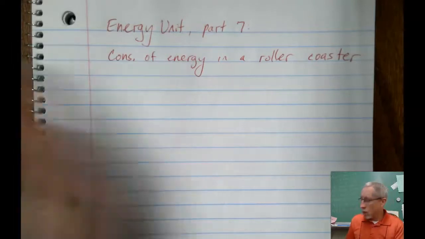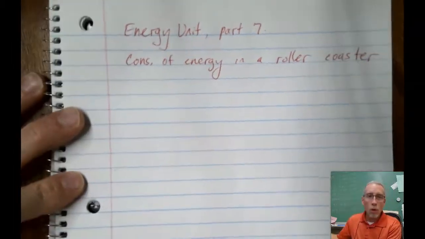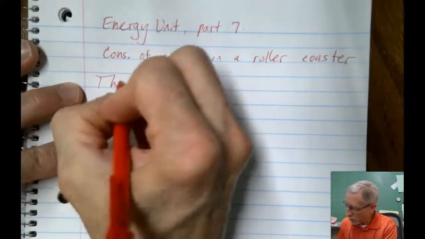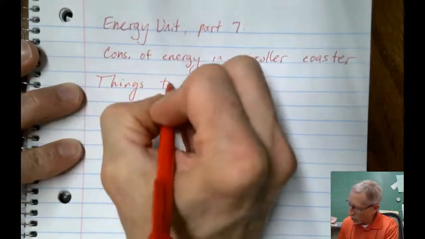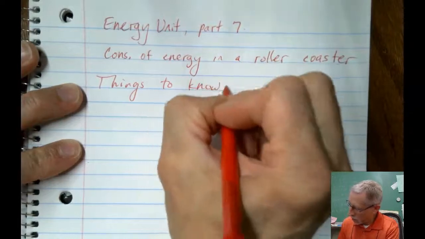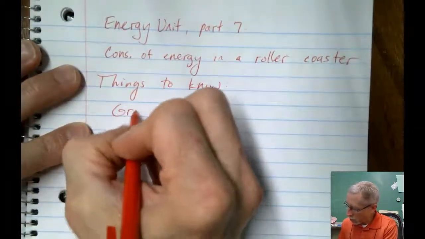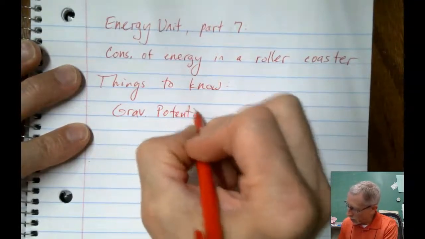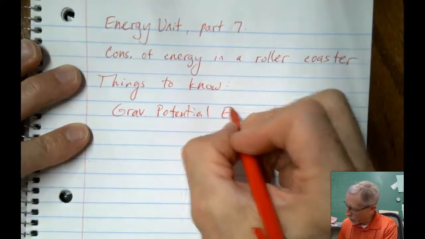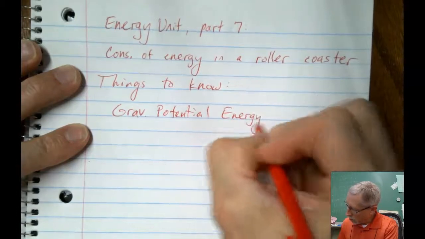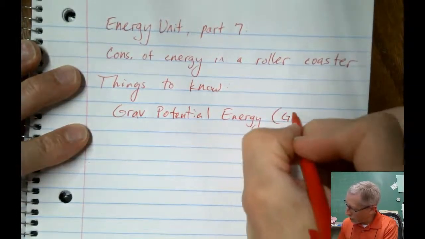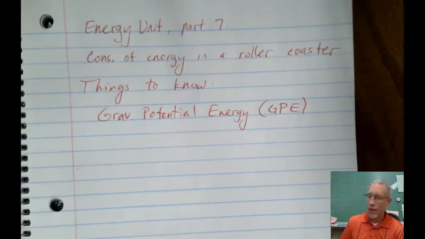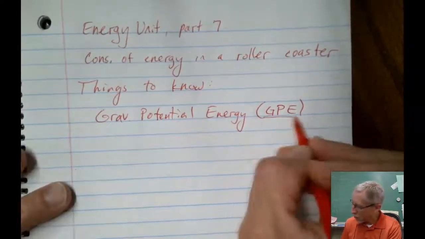Okay, so let's talk about a couple things that are important to know first. Make sure you write these down. Things to know. Some of this you've heard before. Gravitational potential energy, I'm abbreviating here. We will call that GPE, because I don't want to write out gravitational potential energy every time. So I'll say GPE. Just know that that's what that means.